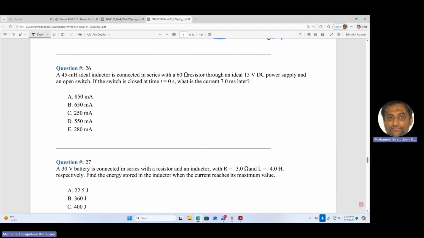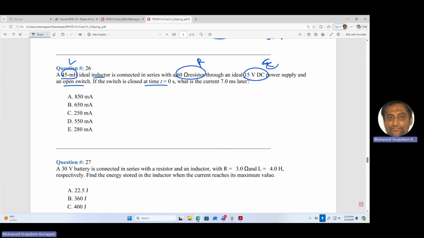Number 26. A 45 millihenry ideal inductor is connected in series with a 60 ohm resistor through an ideal 15 volt DC power supply and an open switch. The switch is closed at, okay, now what is this?